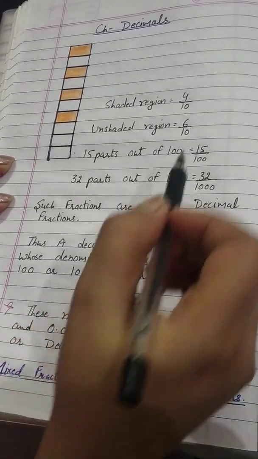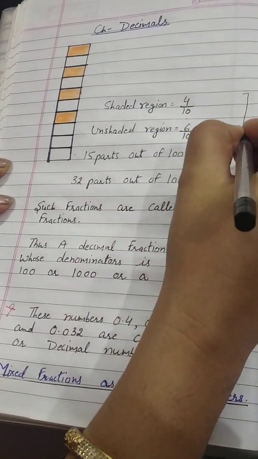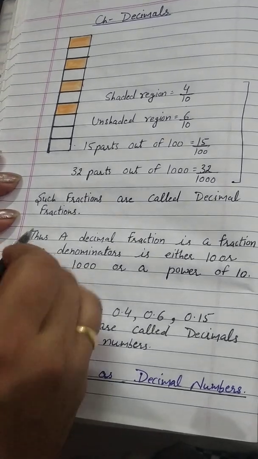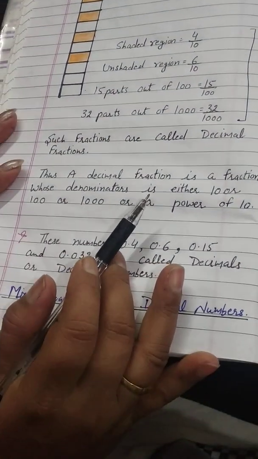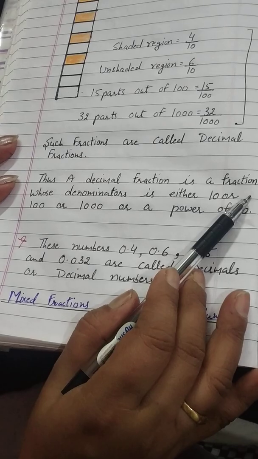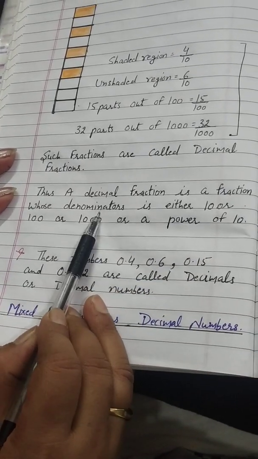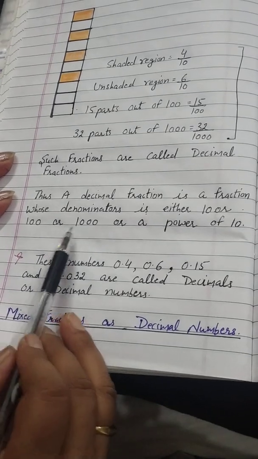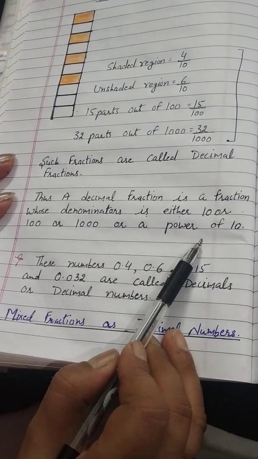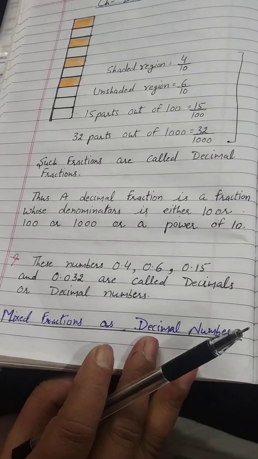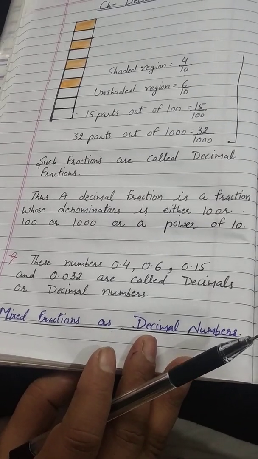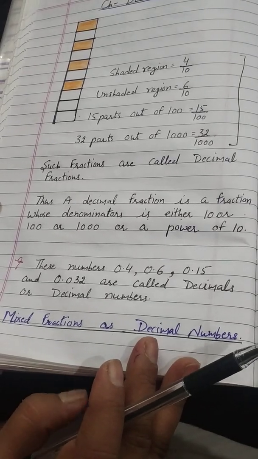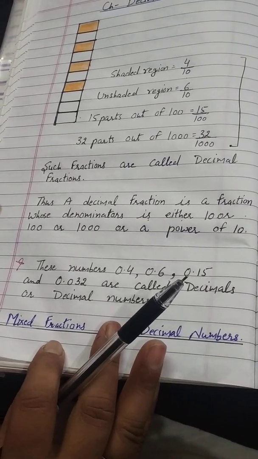Such fractions are called decimals. All these are called decimal fractions. Thus, a decimal fraction is a fraction whose denominator is either 10 or 100 or 1000 or a power of 10. These decimal fractions can be represented in another form.